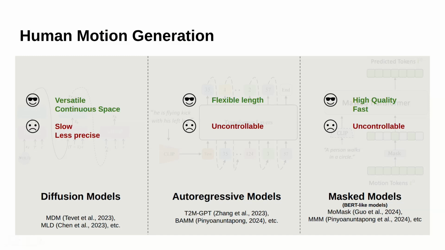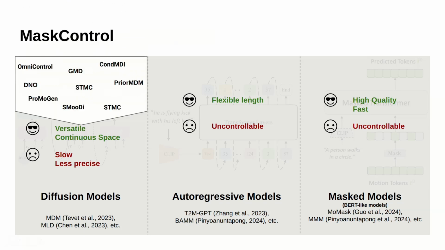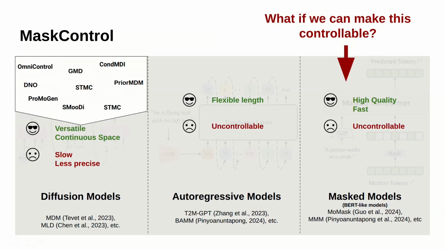The second is the autoregressive model. It can generate a flexible range by predicting n tokens, but since it works in discrete space, with quantized tokens, it's hard to control. The last one, the masked model, produces high quality and fast generation. But, like the autoregressive model, it also operates in discrete space, making control challenging. Most controllable motion models rely on diffusion models. But what if we can make the masked motion model controllable? Since it already achieves high quality and fast generation.